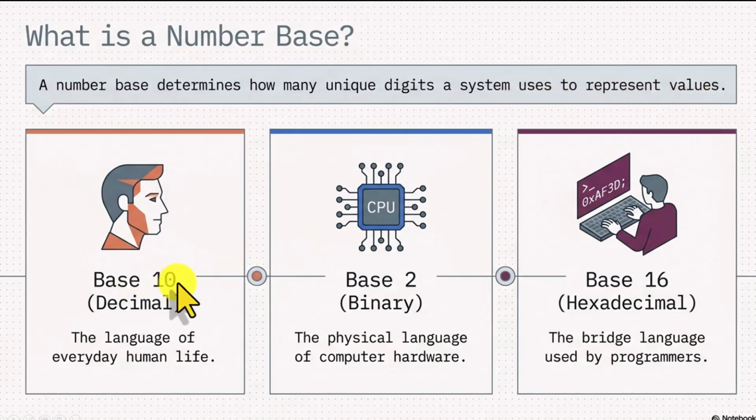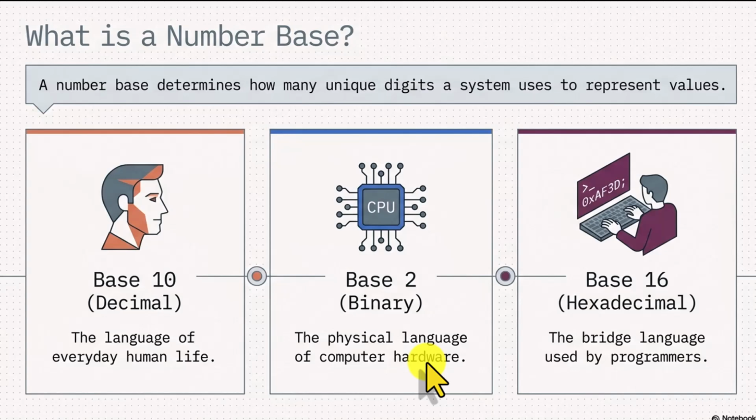We have base 10, which is decimal. In base 10, we have 0 up to 9, which is just 10 unique digits. And that is just the language of everyday human life. Every day we count with decimal. Then we have binary. Binary is the physical language of computer hardware. Binary has only 0 and 1. It is base 2, so it has two different digits.